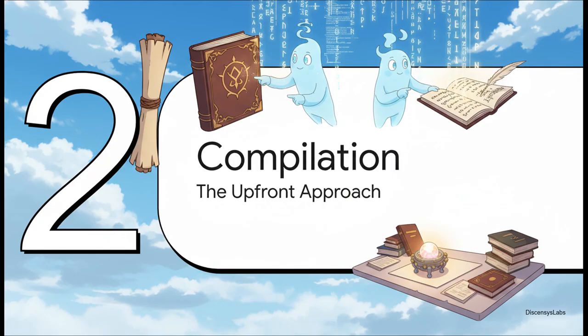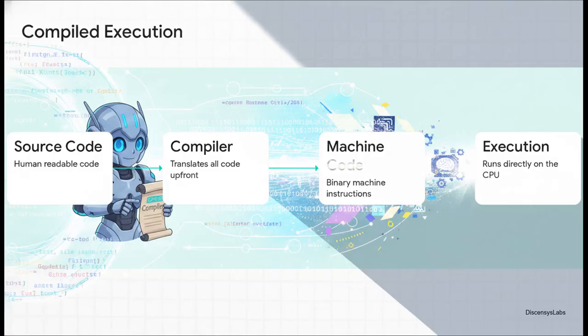So let's look at part 2, compilation, the upfront approach. You can think of this method a lot like translating an entire massive book into a totally different language before you ever hand it over to a reader. In a compiled setup, you start with your source code, and then a heavy-duty program called a compiler takes over. It converts all of that code completely upfront into machine code, spitting out a ready-to-go executable program. Because it does all the heavy lifting before you even run the thing, what we call ahead-of-time compilation, the final program runs directly on the CPU.